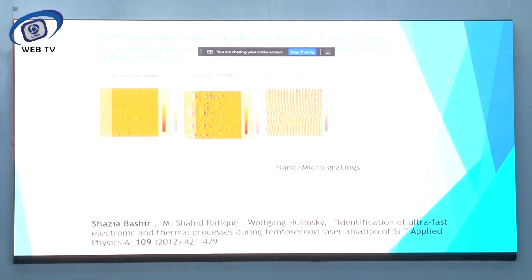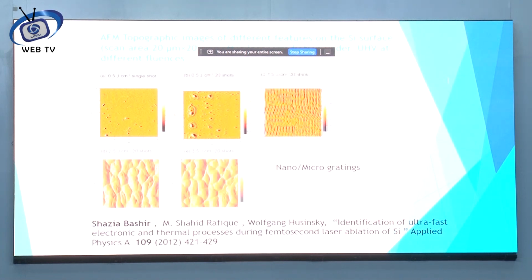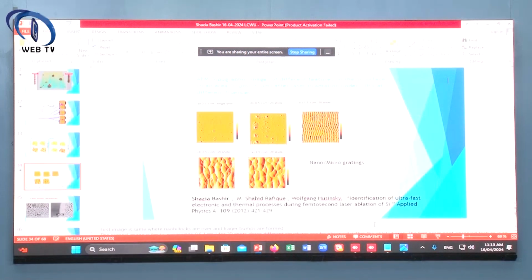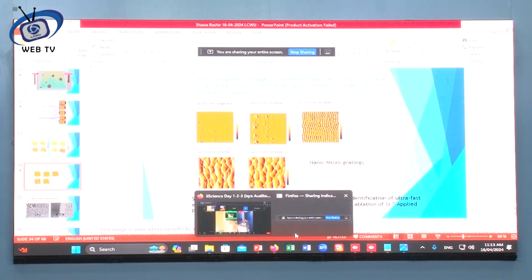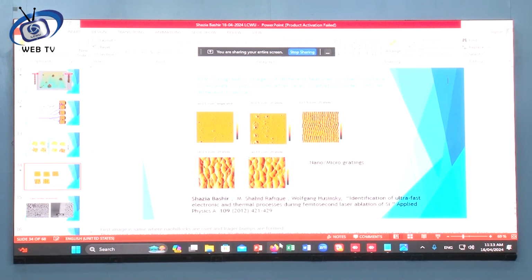Then we can grow different micro nano gratings, and nowadays people are actually using spectrometers on the basis of these nano and micro gratings. With the help of lasers, you are able to grow nano gratings and micro gratings.